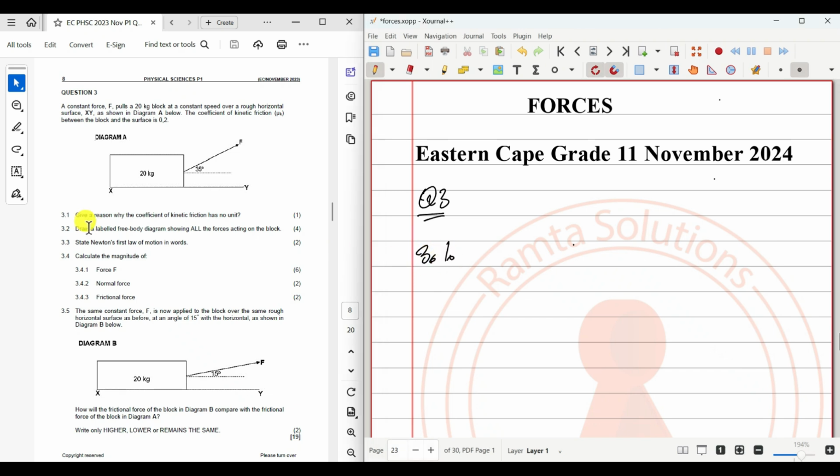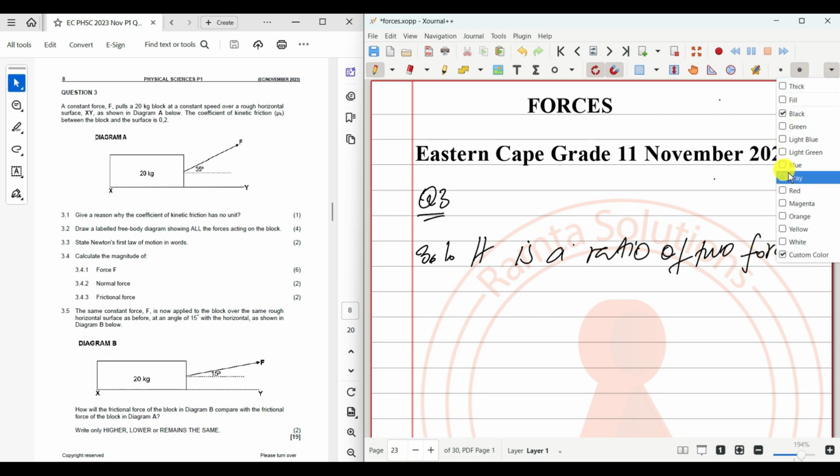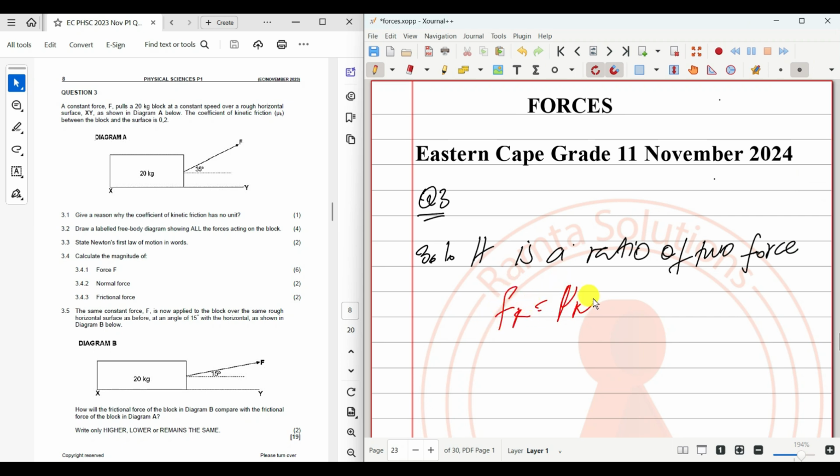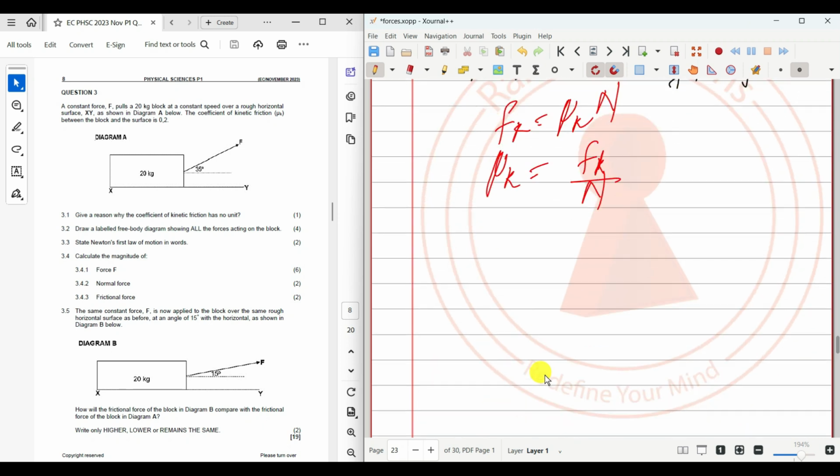3.1. Give a reason why the coefficient of kinetic friction has no unit. It's because it is a ratio of 2 forces. Okay? It is a ratio of 2 forces. All right? Remember, let me use a different color here to explain. Remember, let's say f kinetic is equal to coefficient of kinetic friction times normal force. When you look at this, you can say it is frictional force over normal force. Do you see this? All these are in newtons, Newton over Newton. This is why it doesn't have a unit. Okay, perfect.